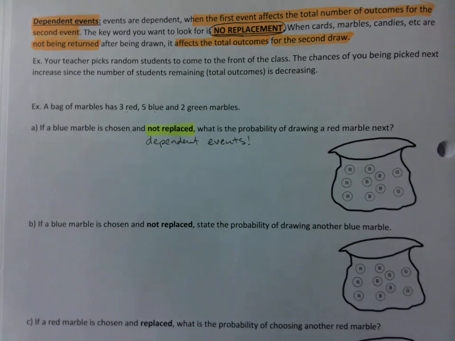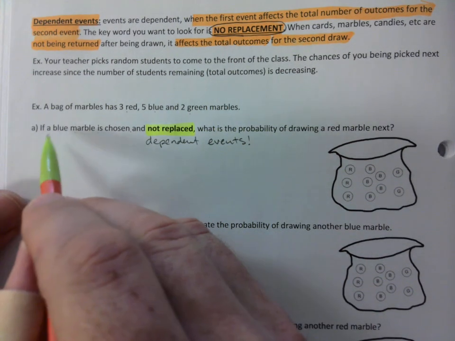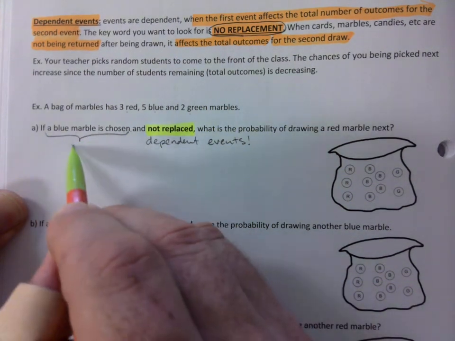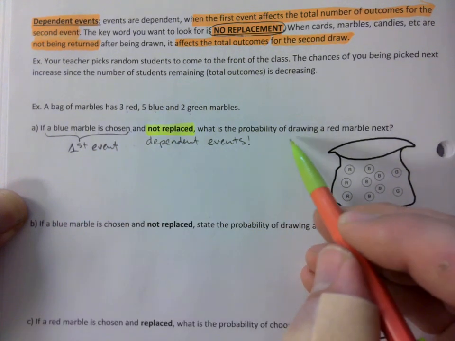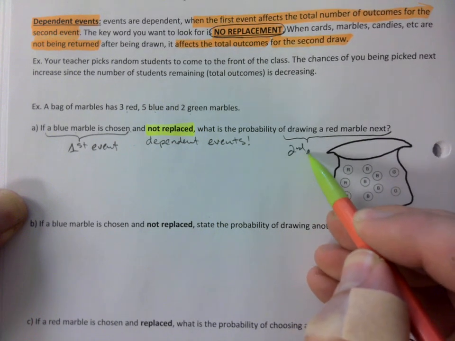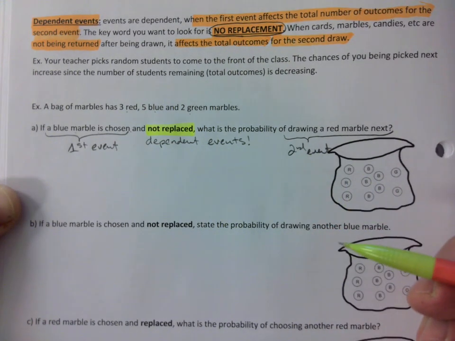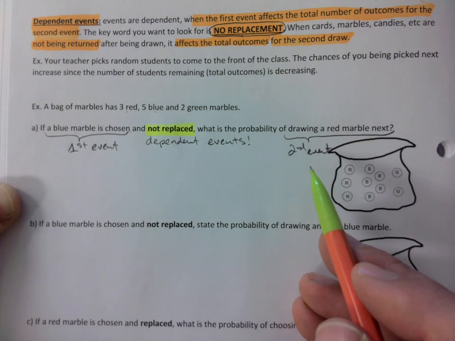Okay, that definitely makes it dependent. So, this is the first event. And this is the second event. Just want you to see that, right? You don't necessarily need to do that next time.